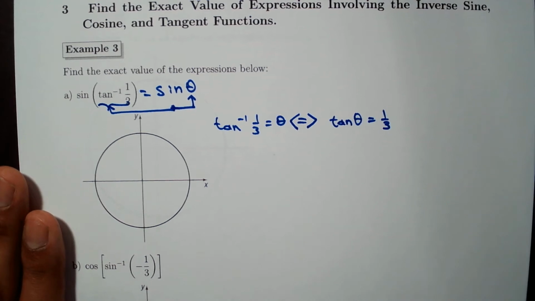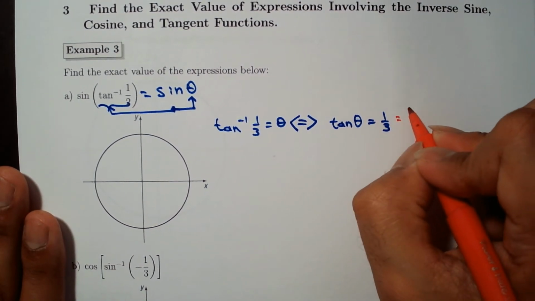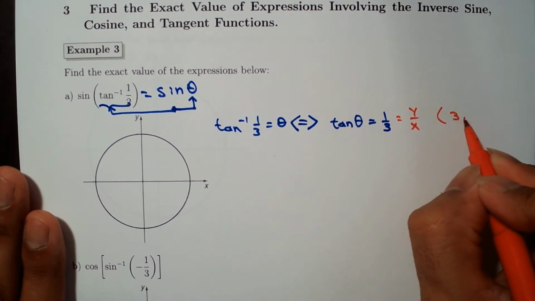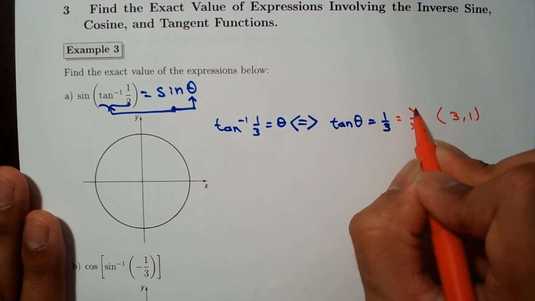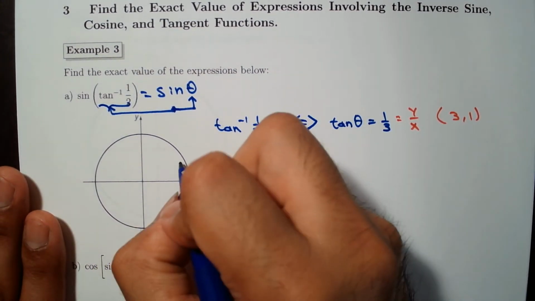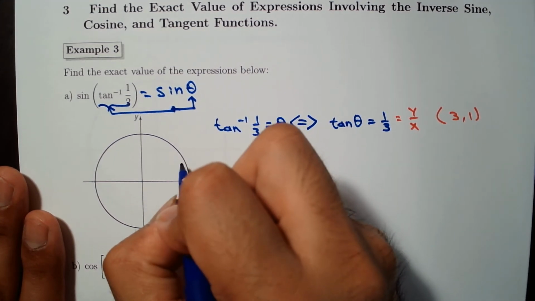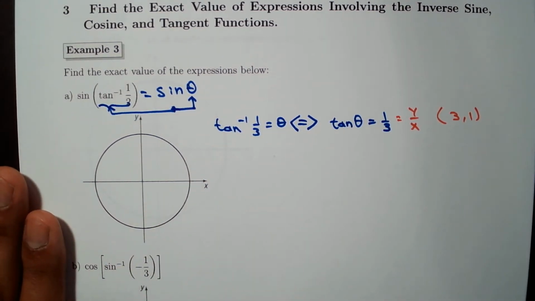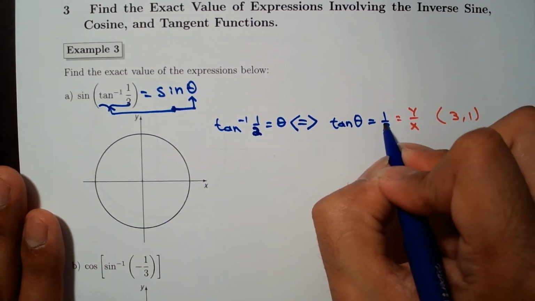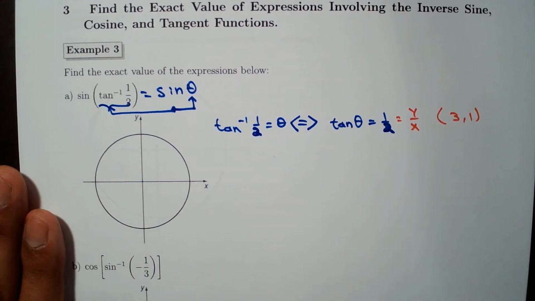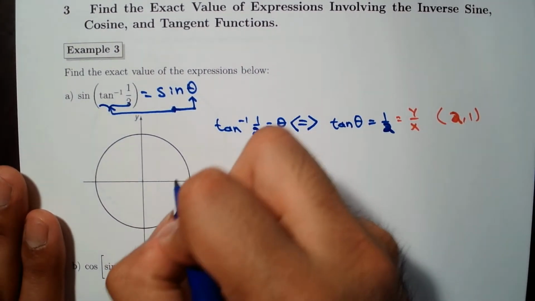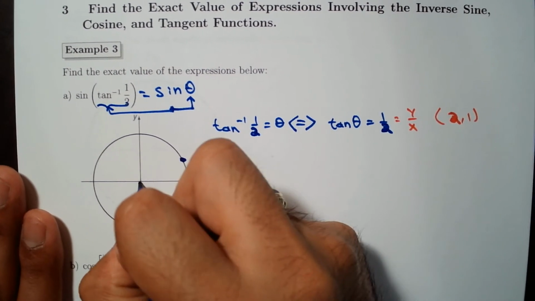And in this case, keep in mind that tangent is y over x. So this will be related to the point 3, 1, right? X equals 3, y equals 1. So I'm going to plot the point 3, 1. Wait, it's actually 2. I thought it was a 3. Never mind, need to change that. That's a 2. So this should be 2, 1. All right, so I'm going to go to the point 2, 1, which is roughly here.